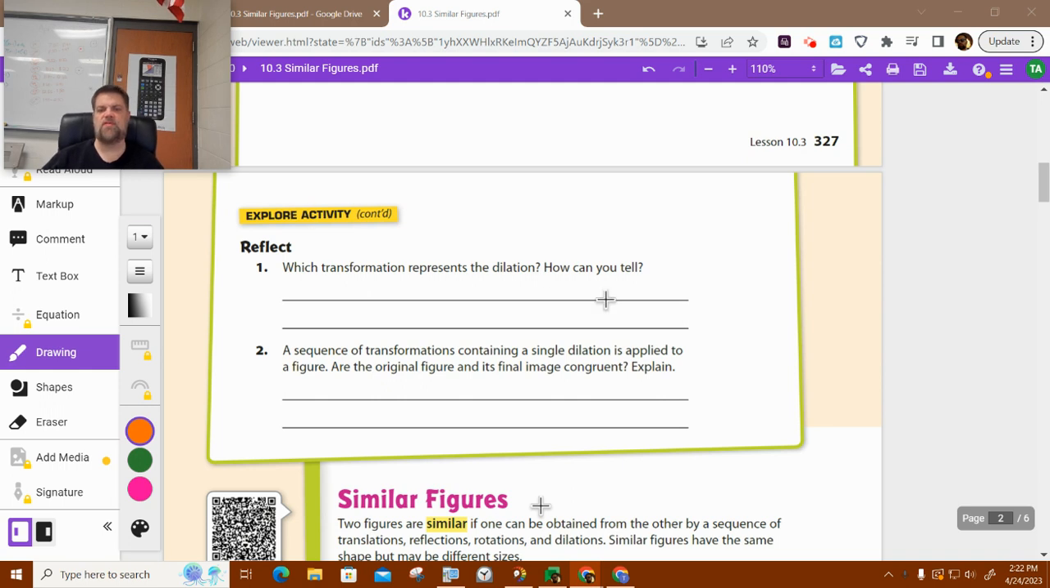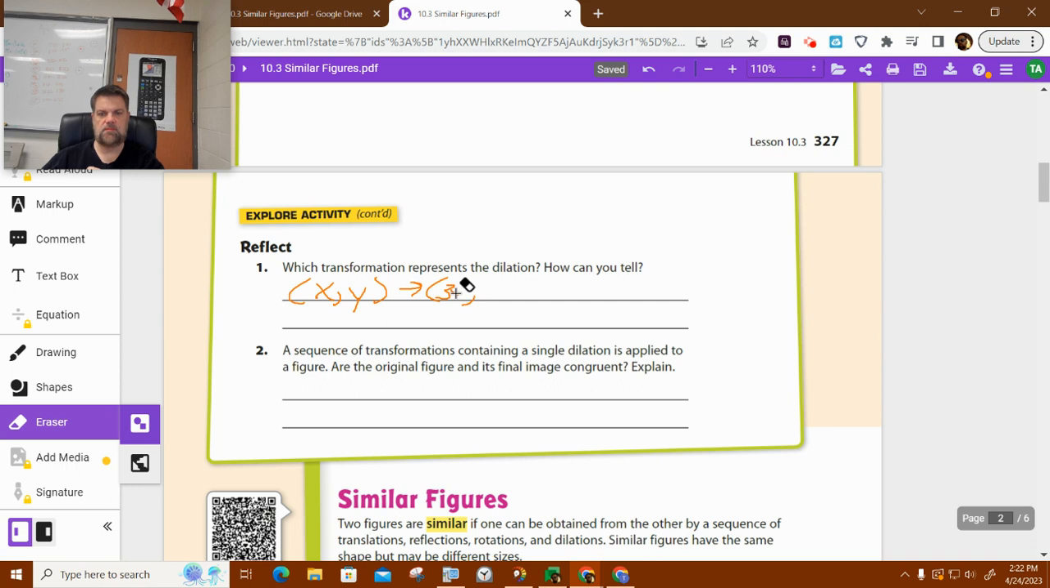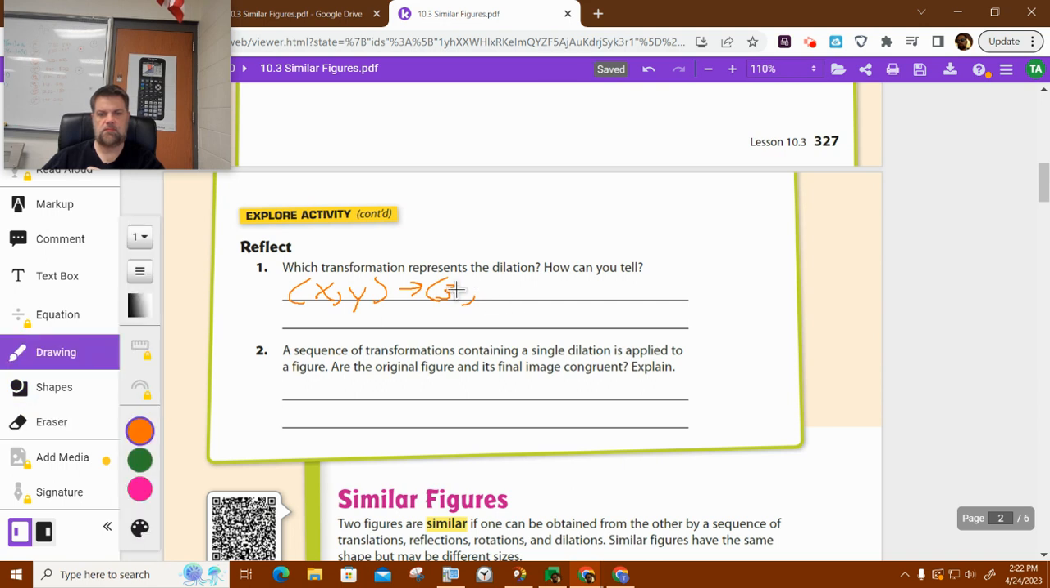It says, which transformation represents the dilation? How can you tell? Well, that's this one, the one that said (X, Y) is transformed to (3X, 3Y). And we would say K, the scale factor, is equal to 3.